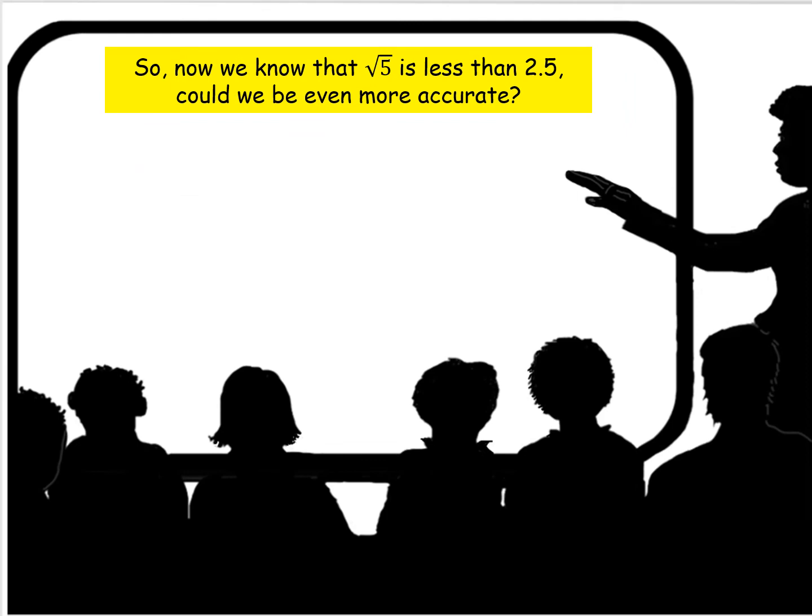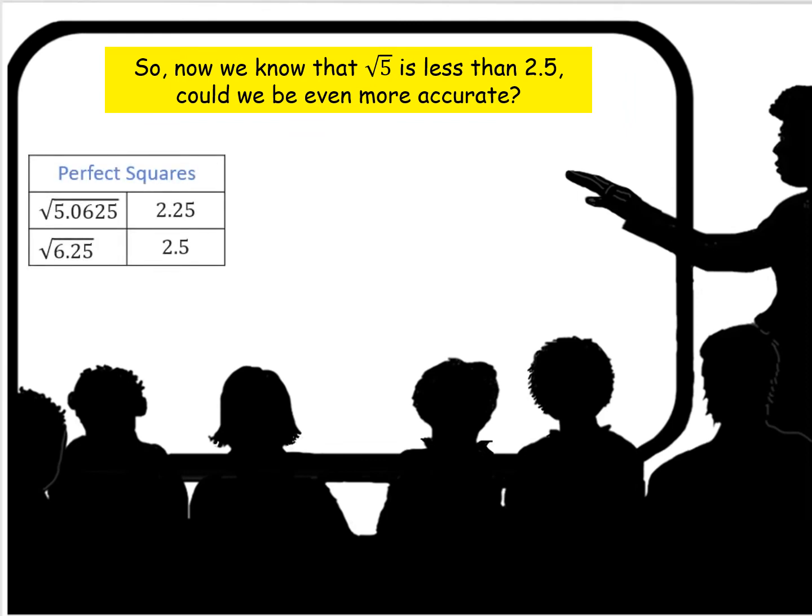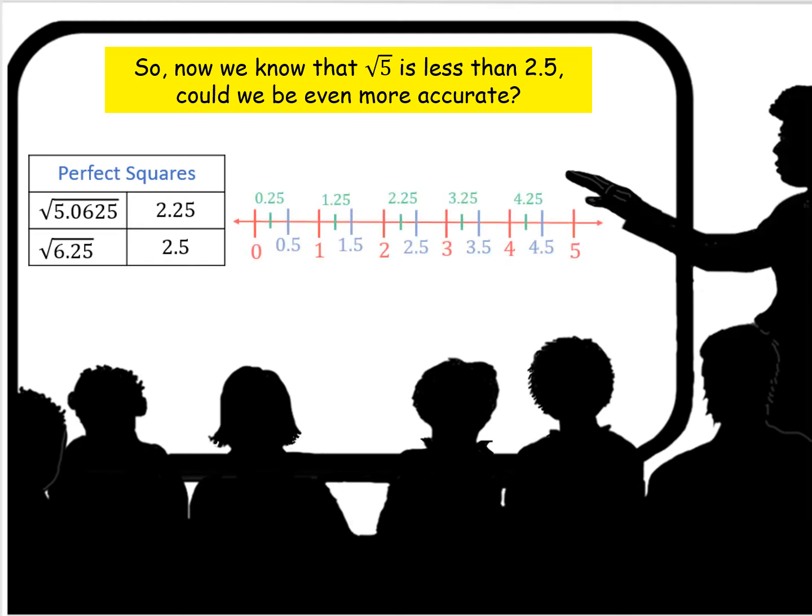So now that we know it's less than 2.5, could we be even more accurate? Sure we can. We'll make a table, and this time we'll bring 2.5 down a quarter. So now we're going to say 2.25 times 2.25. That would be the square root of 5.0625. We're getting pretty darn close.